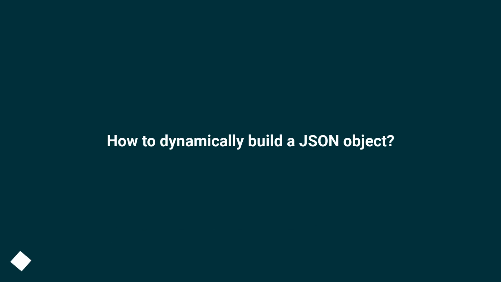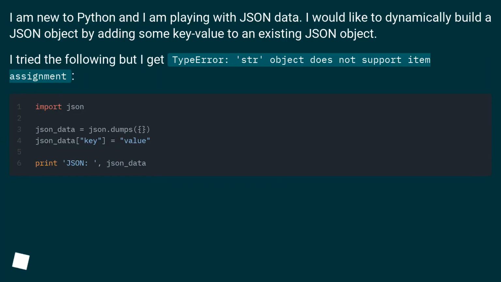How to dynamically build a JSON object? I'm new to Python and I am playing with JSON data. I would like to dynamically build a JSON object by adding some key value to an existing JSON object. I tried the following, but I get type error: 'str' object does not support item assignment.